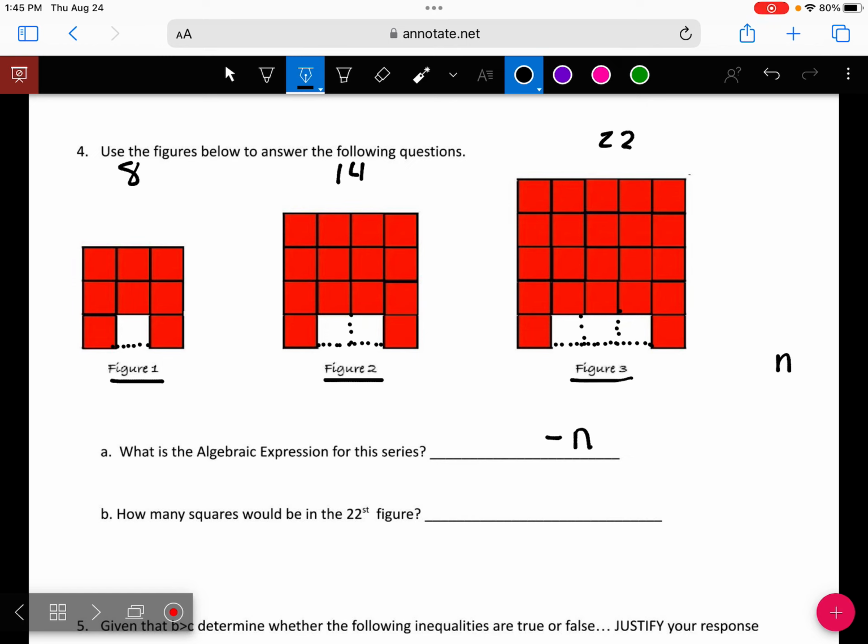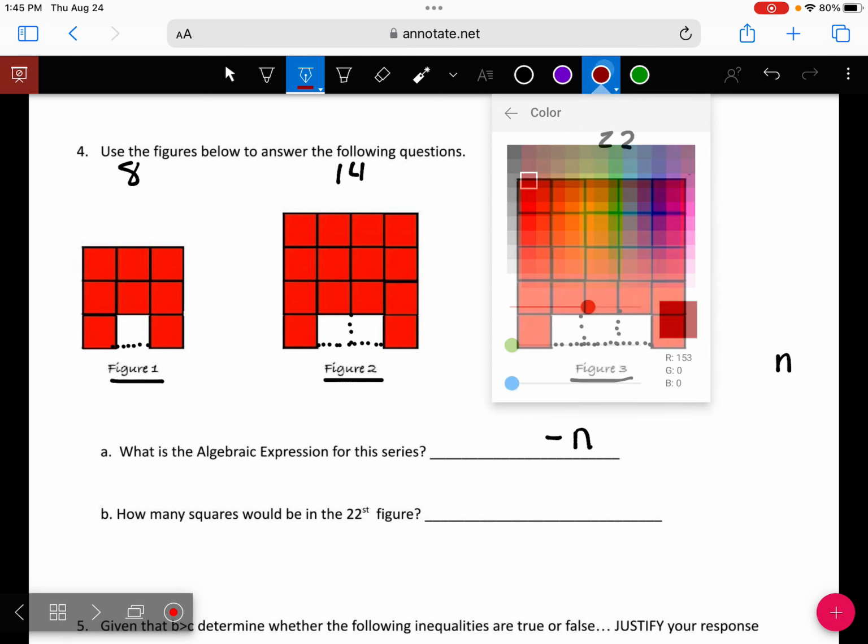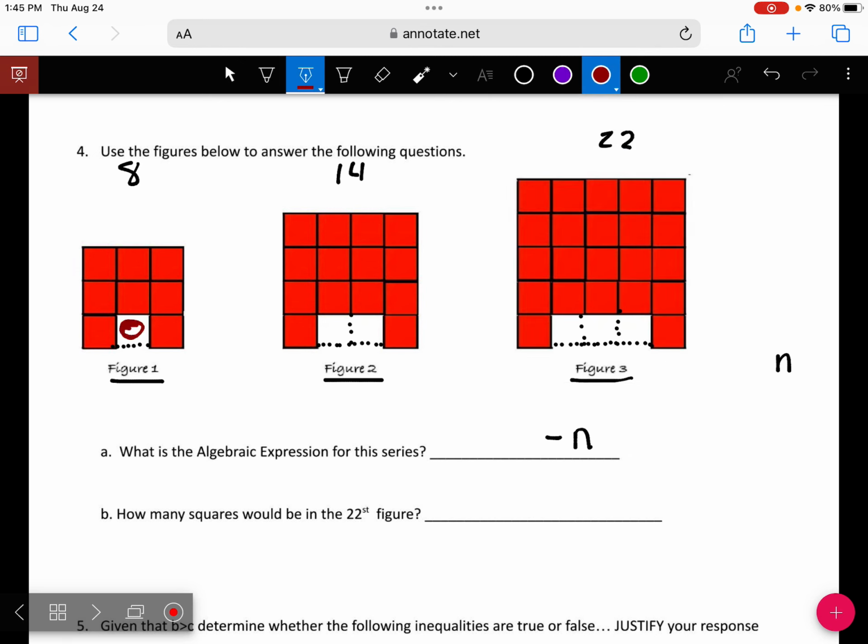So if we think about this as one big red shape, let me switch one of my colors to red so I can color it in. If this is still a part of it, and they just take away the end at the end, they're taking away 1, they're taking away 2, they're taking away 3, left to right. This one lost 1, this one lost 2, this one lost 3, right?